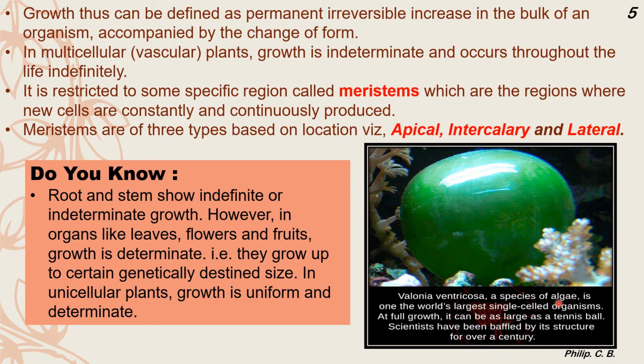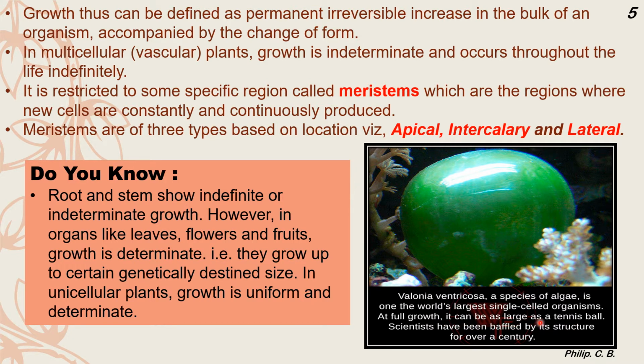Now all of you might have seen algae species. If I give you an example, Spirogyra, right? All of you might have heard of Sargassum, a bigger known species, right? But here, the species Valonia ventricosa is one of the world's largest single-celled organisms. This algae in the image is a single-celled organism, but if you see the image, it looks like a balloon or a ball, very big in size, right? At full growth, it can be as large as a tennis ball.